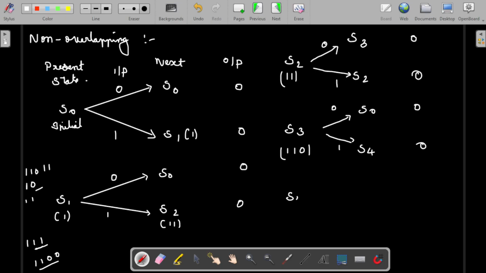So it is in S4 now. S4 sequence is 1 1 0 1. If 0 is given, then the sequence will be broken, so it will go to S0. If 1 is given, the sequence will be completed, then again it will go to 0 1. The output will be 1. Once the sequence is detected, it will go again to the initial state, because it needs to go through the loop and find the next sequence. So this is the quite simple thing that we can do.